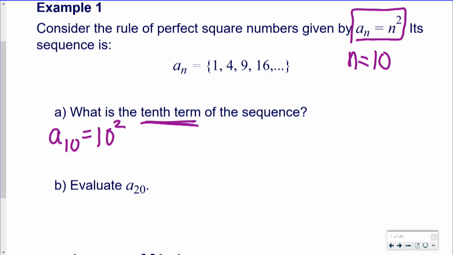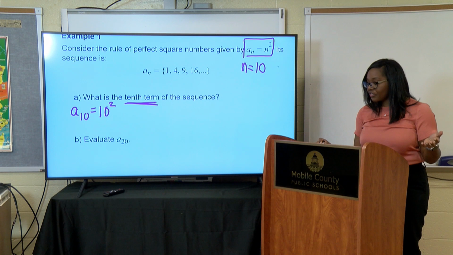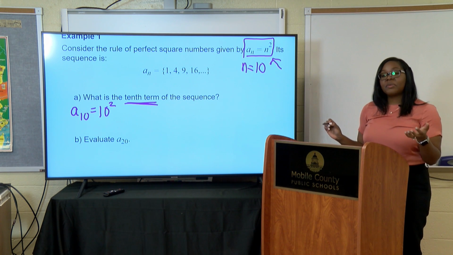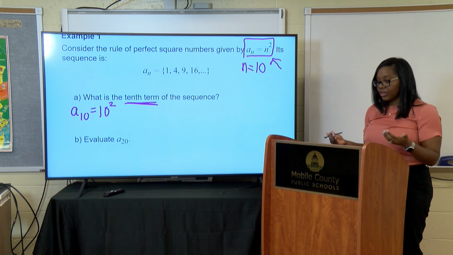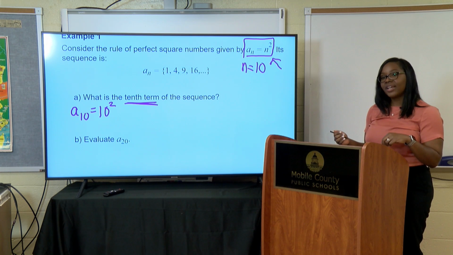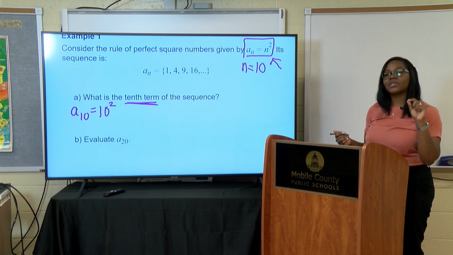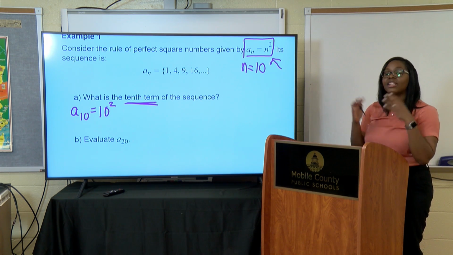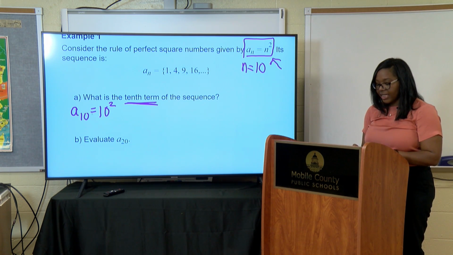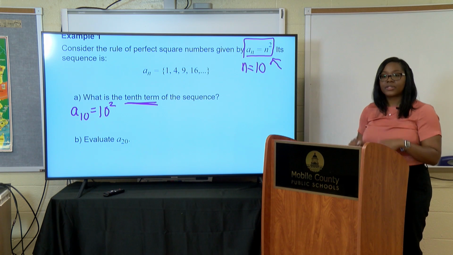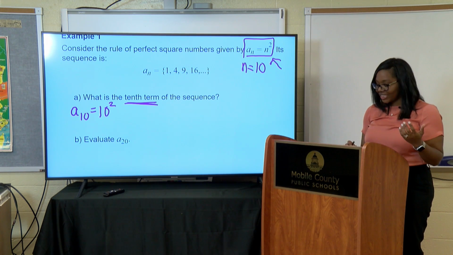Well, Ms. Grimes, where did you get that from? Where did the 10 squared come from? Well, go back to your formula. Do you remember that it says a sub n is equal to n squared? And we're looking for the 10th term, so I can rewrite that by substituting in the number 10 anywhere I see the letter n. So I wrote a sub 10 is equal to 10 squared. So now we just simplify. What is 10 squared?